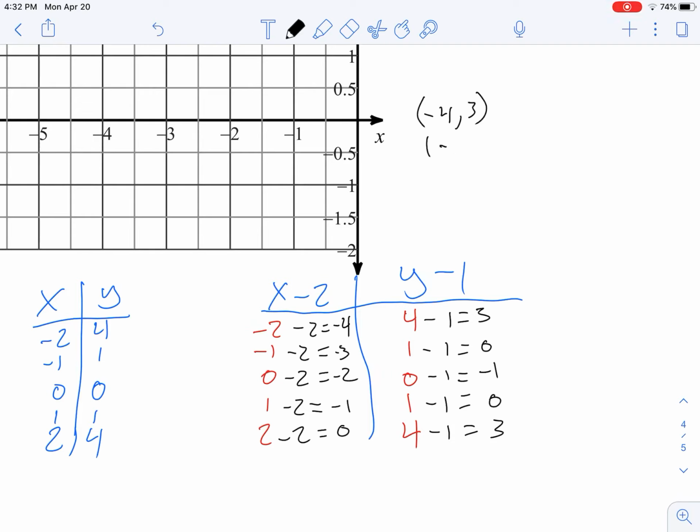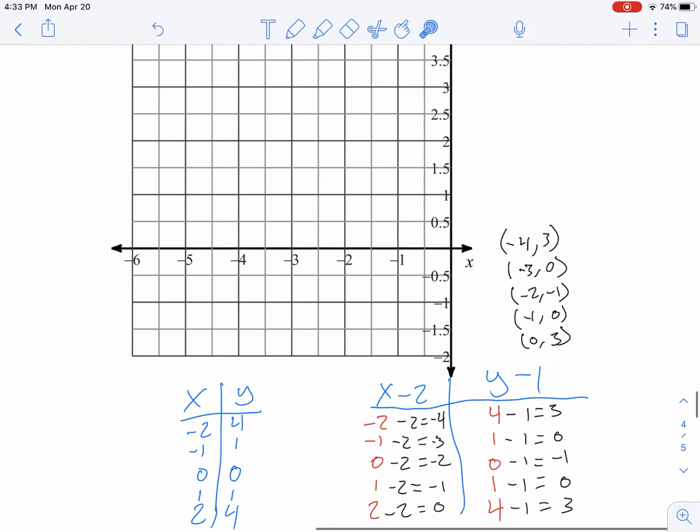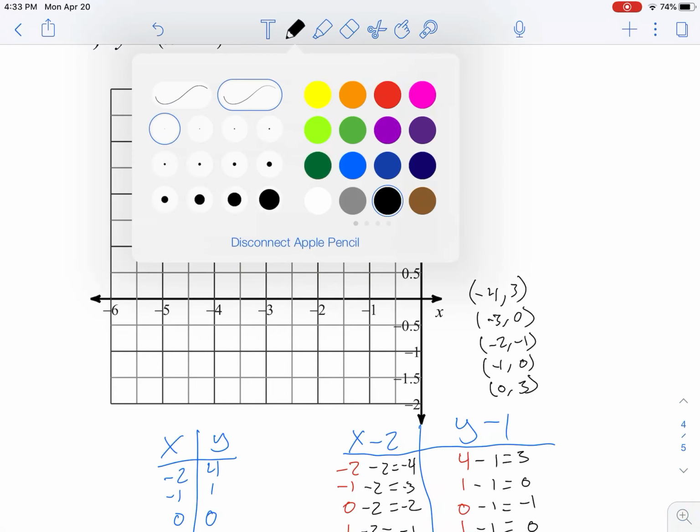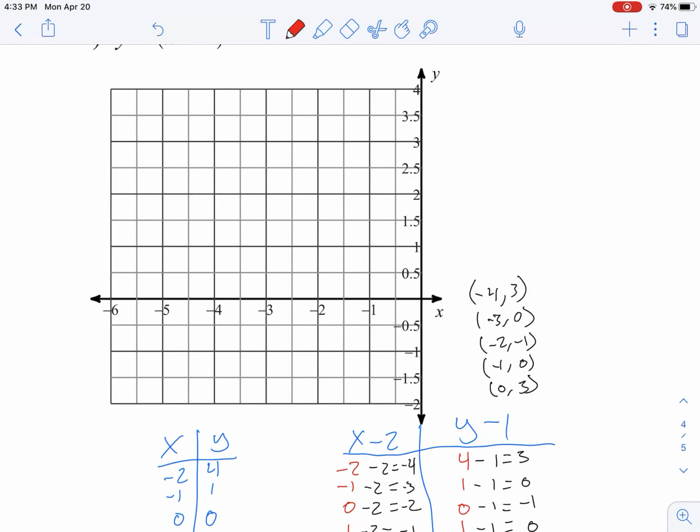So if I were to write these as ordered pairs, I'd get (-4, 3), (-3, 0), (-2, -1), (-1, 0), and (0, 3). All of these gave me my x values, all of these gave me my y values, and they match up with each other there. Okay, so I'm just going to plot this, graph it, call it good.